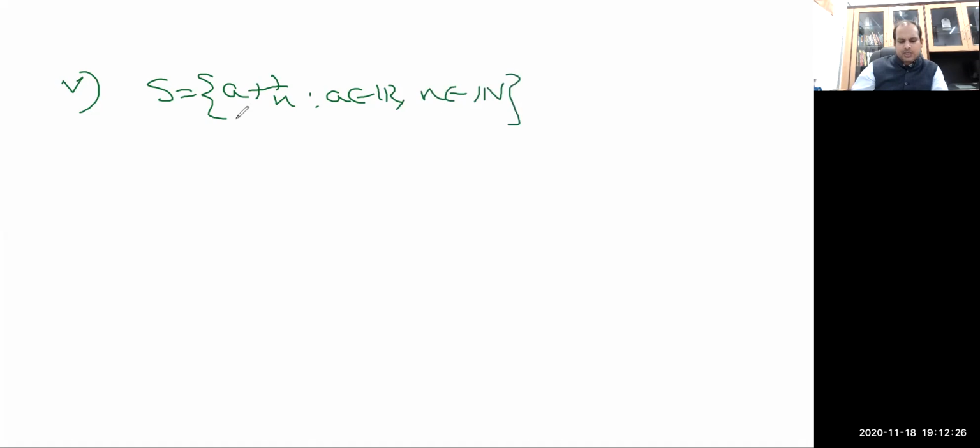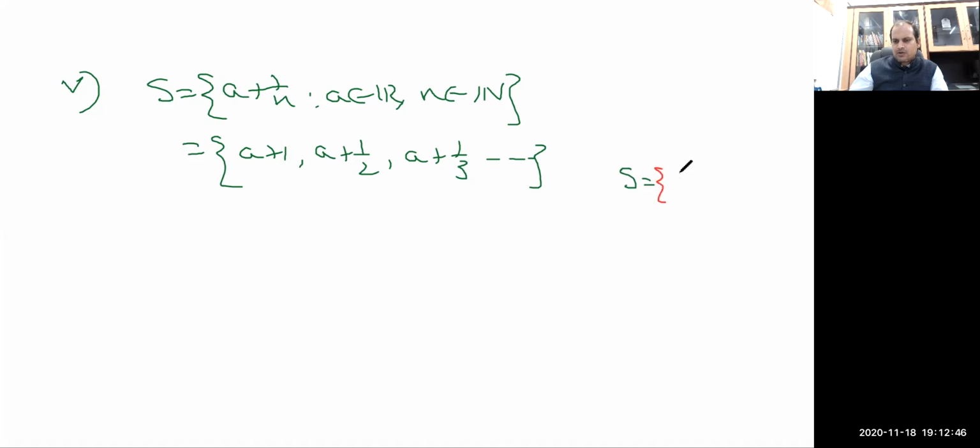Similarly, for the next example, the fifth one, we need to find the derived set of the set a plus 1 by n, where a belongs to R and n belongs to N. If we put n equal to 1, we have a plus 1, a plus 1 by 2, a plus 1 by 3, and so on. This question is similar to what we have already seen for the set S equal to 1 by n, where n belongs to N: its derived set is 0. That is, 0 is the only limit point.